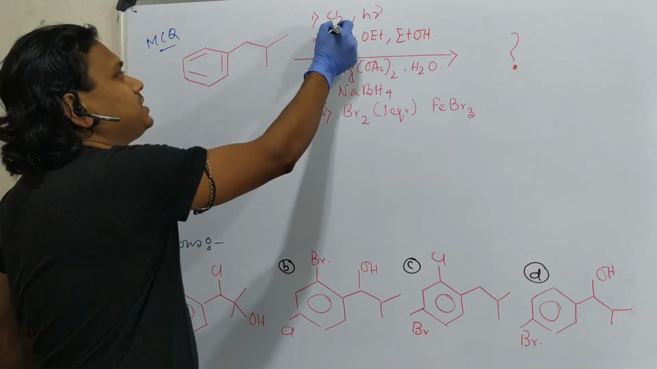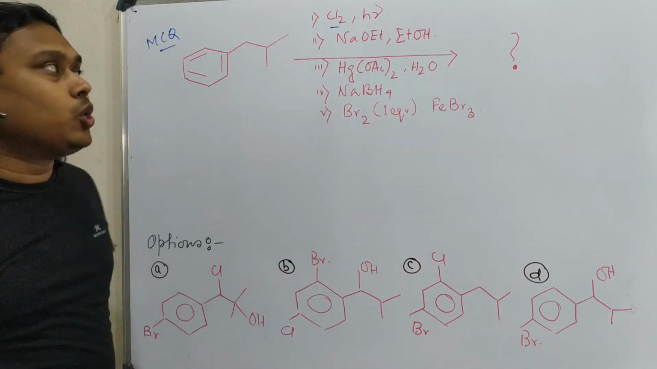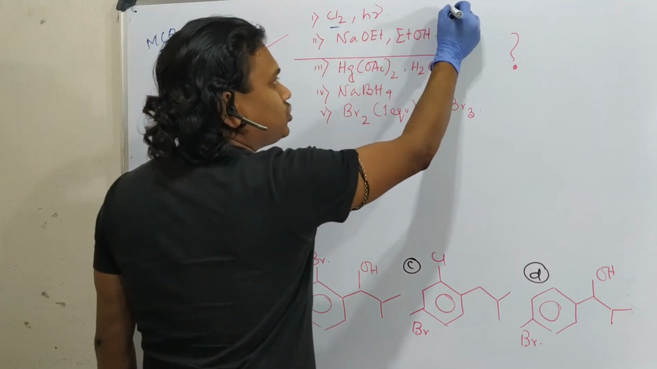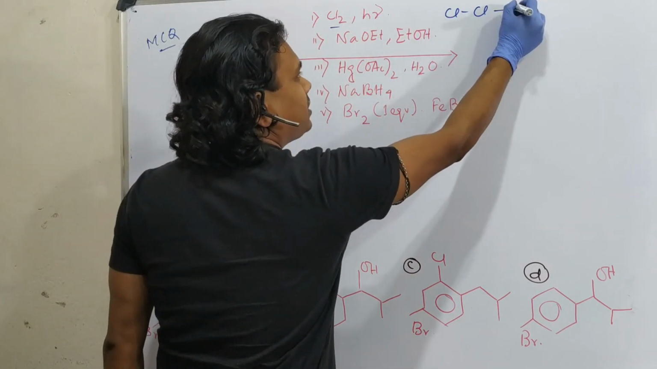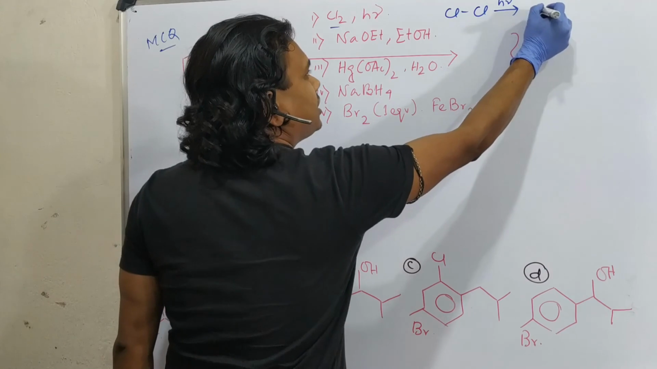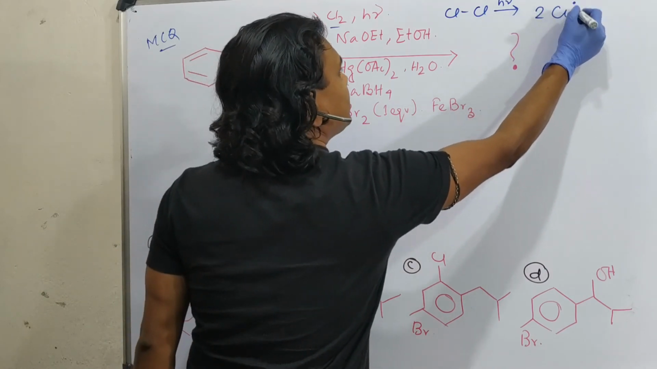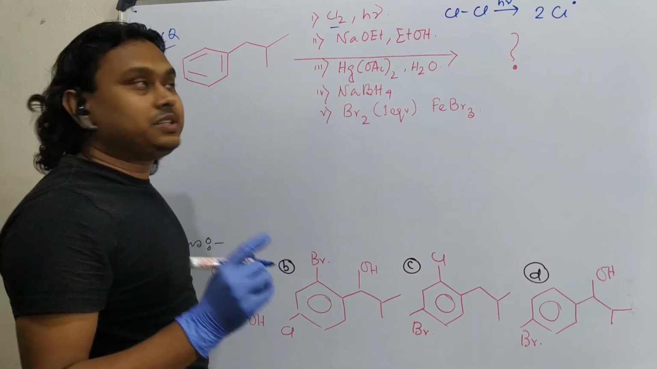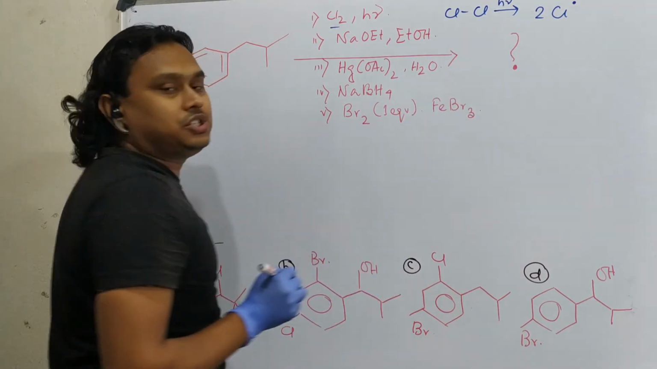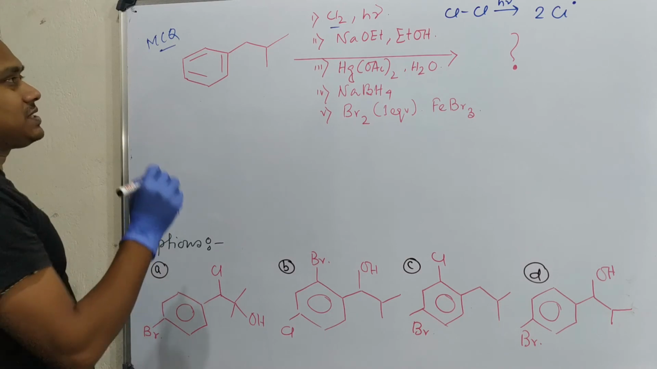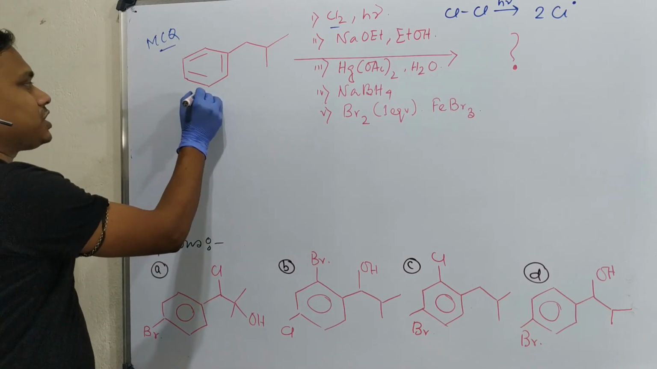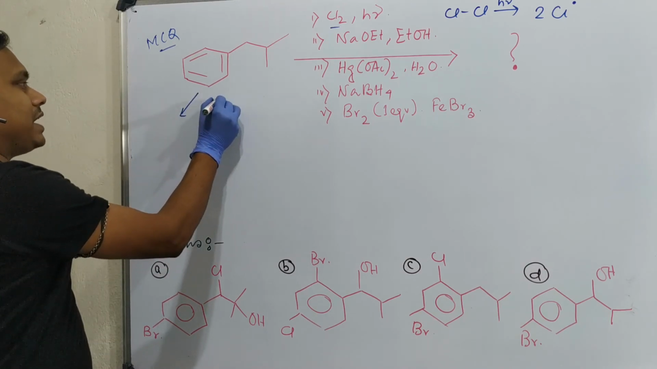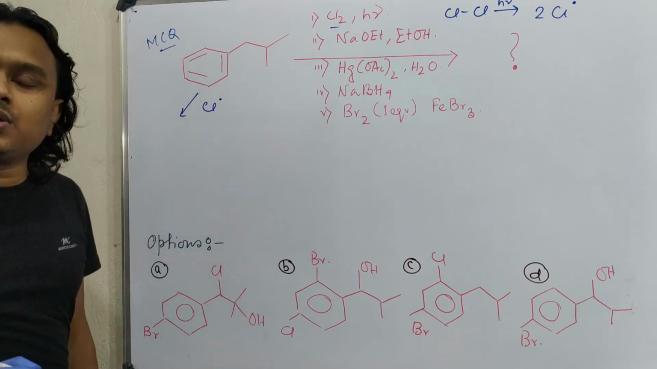So first of all, the reagent is chlorine and HNO. What happens? Chlorine and HNO means this Cl-Cl bond in presence of HNO gets broken into 2 Cl radicals. So this is actually a radical reaction and HNO is the radical initiator. So the first step of the reaction is reaction with a Cl radical. So the question is, where can the Cl radical attack?